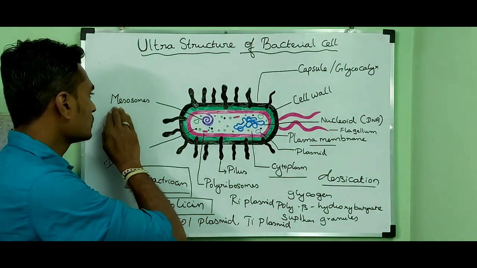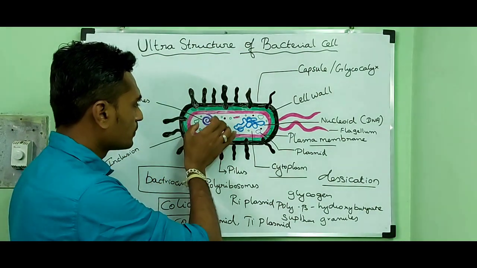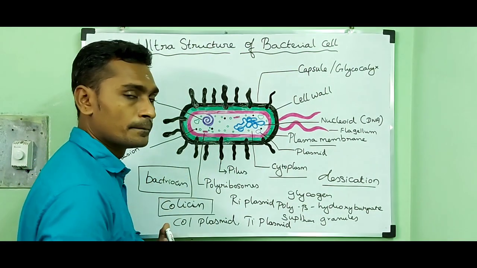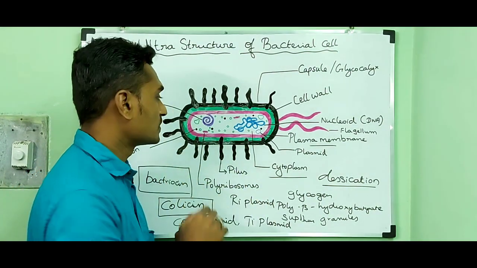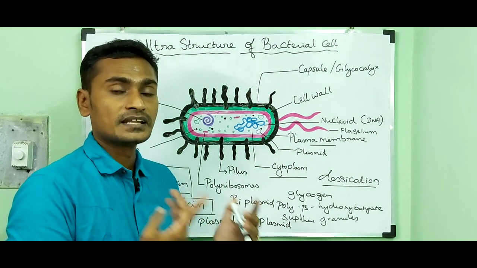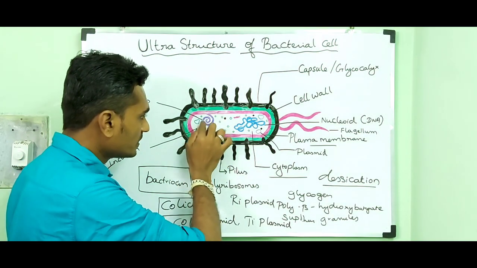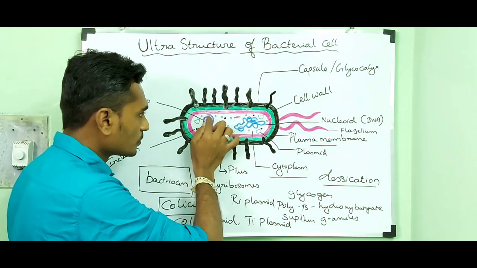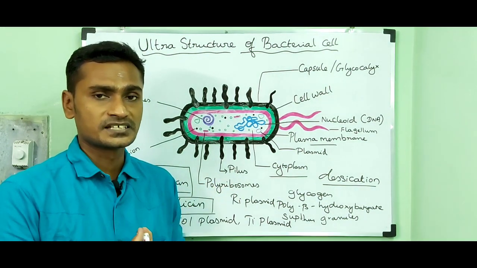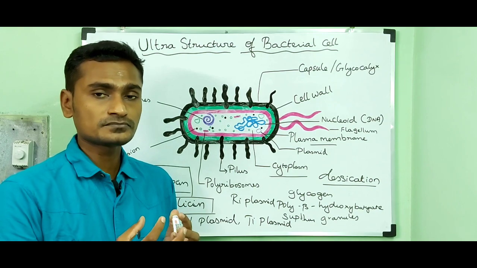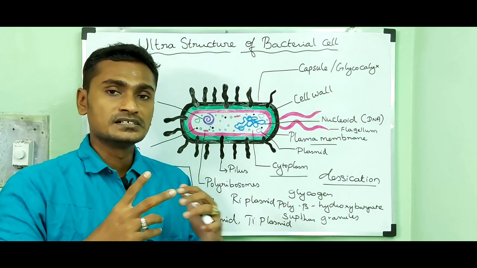Now I am going to tell about the mesosomes. Mesosomes are nothing but infoldings of the plasma membrane, produced in the cell in the form of vesicles, tubules and lamellae. Vesicles can secrete some enzymes. Lamellae are the structures which are involved in respiration.